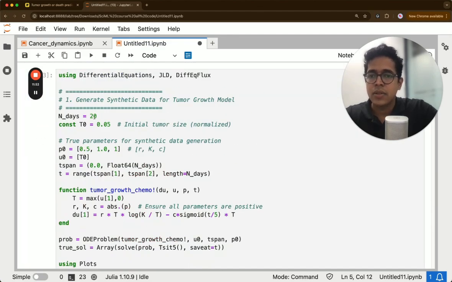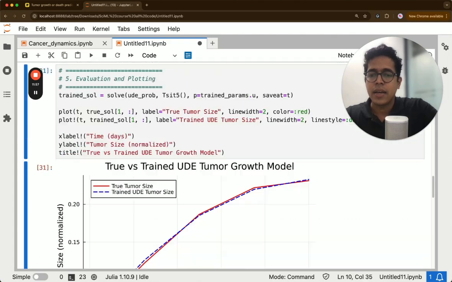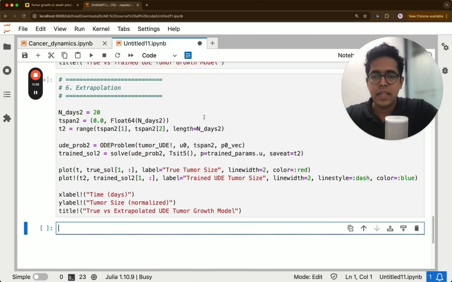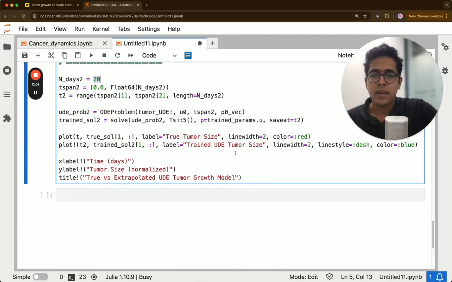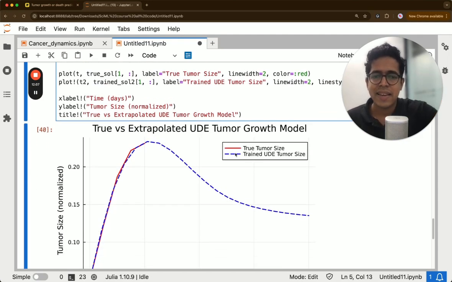One second. So this should be 5, right? And yeah, maybe now I will see that the prediction is very good. So this should be 20. And now hopefully the final, after 20 days, the tumor size will be slightly less than 0.15.